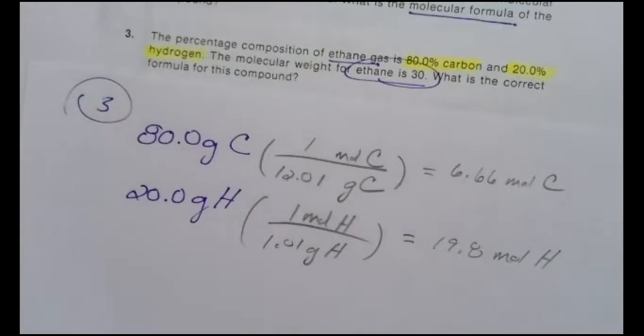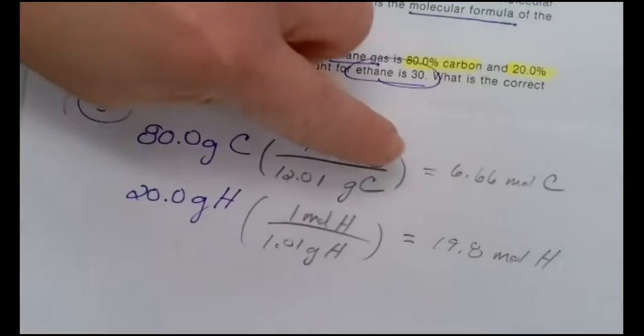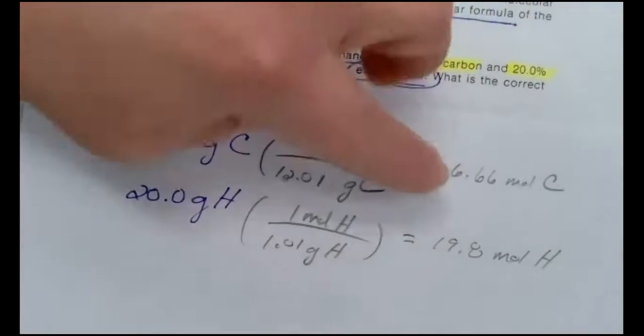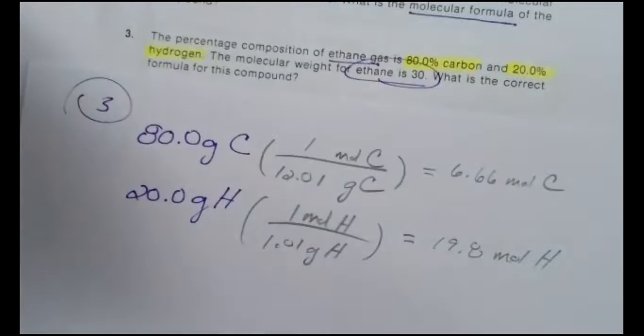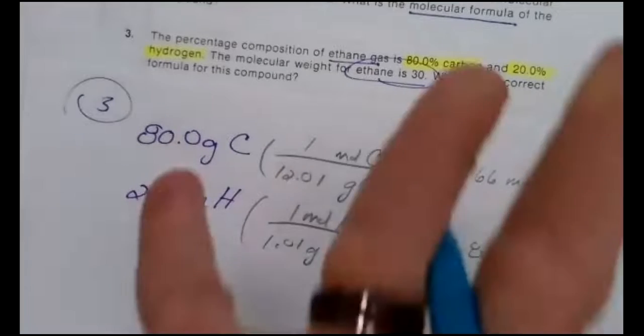Okay, so do I have 7 carbons? Oh wait, that would be like 2/3, huh? We divide by 6.66. Excellent. So that's usually the step we forget.